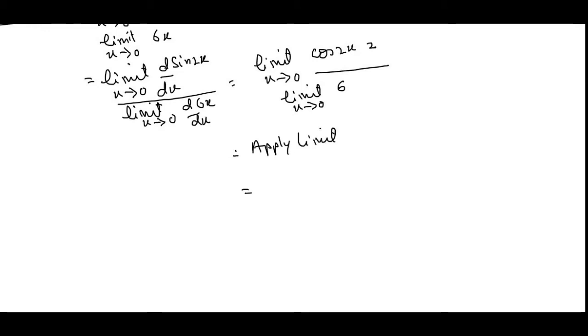We get 2 cos 2 is 0, and the whole is divided by 6. The trigonometric value of cos 0 is 1, so we have 1 over 6, and it is 1 over 3. Answer. Question number 3.